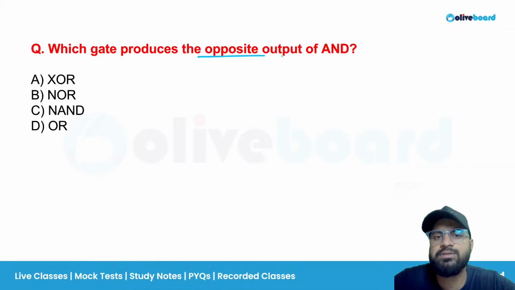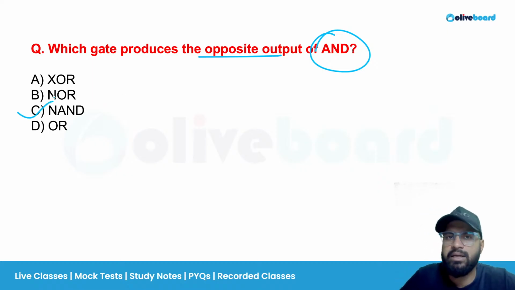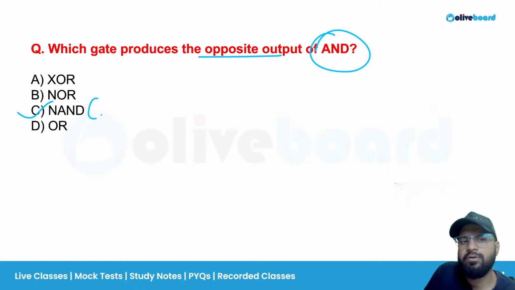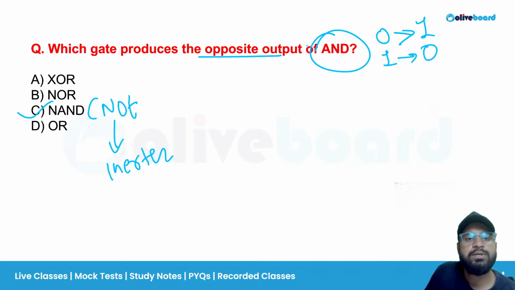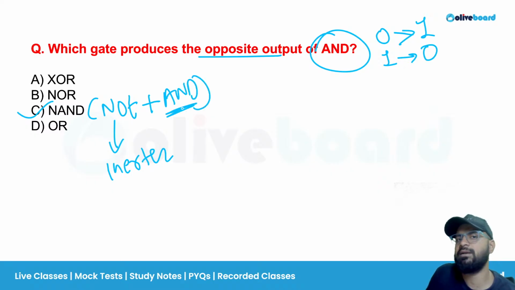So the correct answer for this, if you talk about the AND gate, opposite will be your C, NAND gate, because NAND gate is the combination of NOT gate and AND gate. What is the use of NOT gate here? It will act as an inverter. What is the meaning of inverter? Whatever value we have, if we have 0, it will make it a 1, and if the input is 1, it will make it a 0. So whatever the AND gate output is, it will make it opposite.